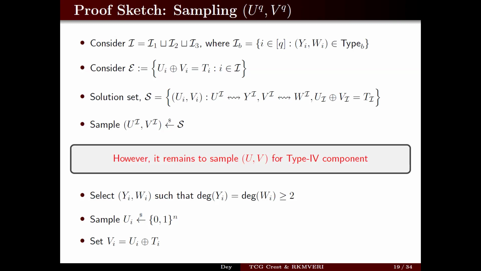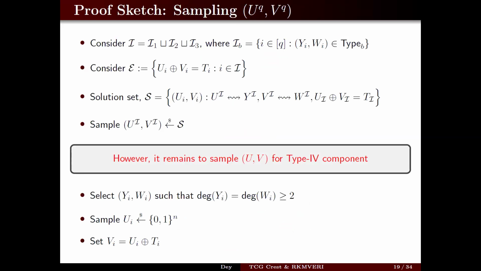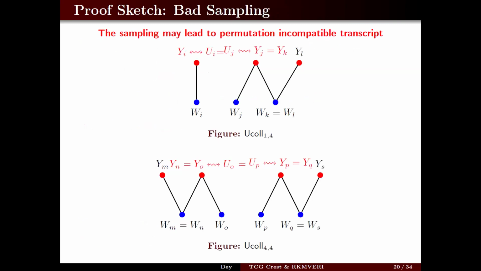Now to sample U and V for the type 4 component, we will select an edge in such a way that the degree of both vertices is at least 2. Now we sample Ui corresponding to this Yi uniformly randomly from 0,1 to the power n, then set Vi as Ui xor Ti. Due to sampling U and V in this way for the type 4 component, there may be some permutation incompatibility. For example, the uniformly sampled value Uj for a type 4 component corresponding to the Yj value can collide with an already sampled value Ui for any one of the type 1, type 2 and type 3 components.